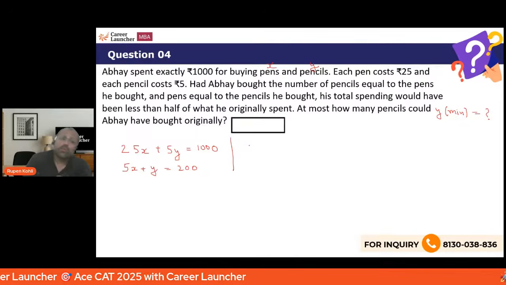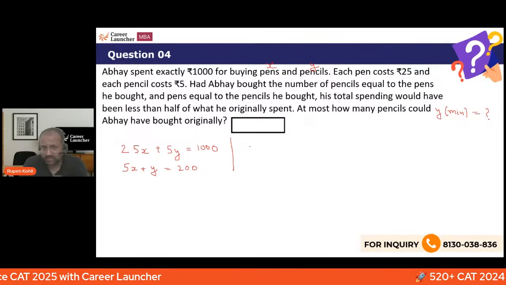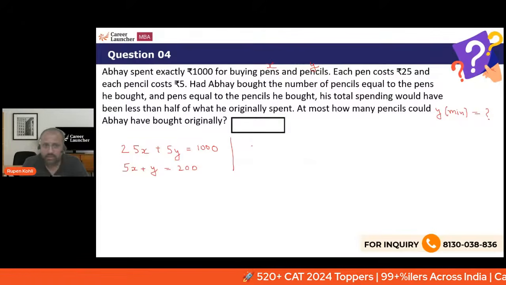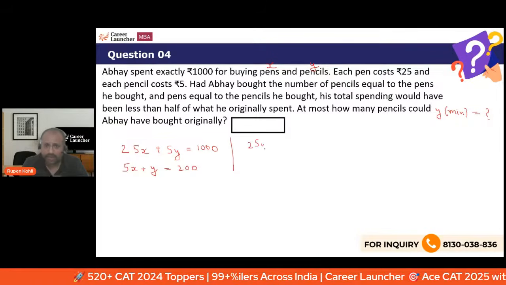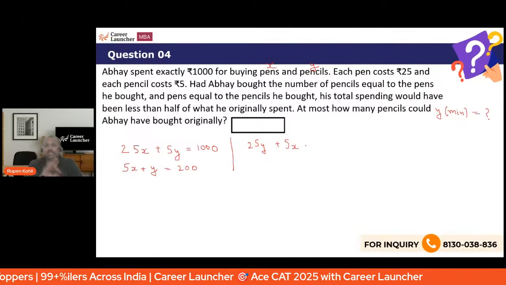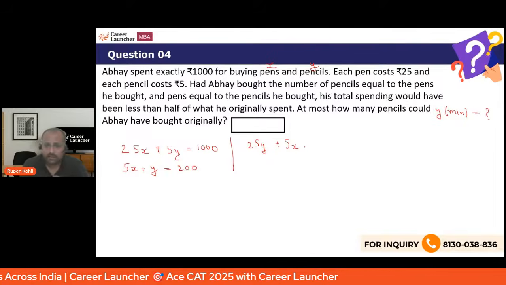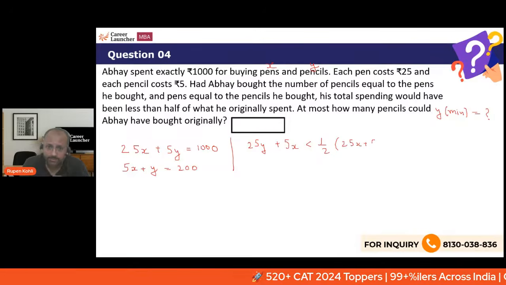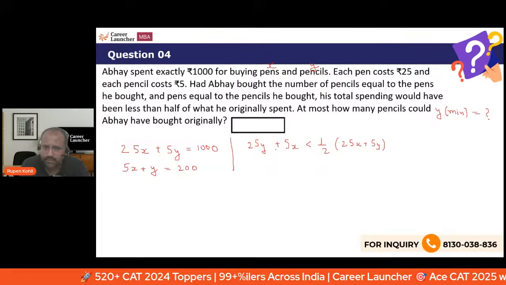So this if-then constraint is saying that if he had bought Y pens and X pencils, which means 25 into Y plus 5 into X, this amount would have been less than half of what he originally spent. So this is less than half of the original amount, which is 25x plus 5y. So we'll get some inequality from here also on x and y. Let's work that out.